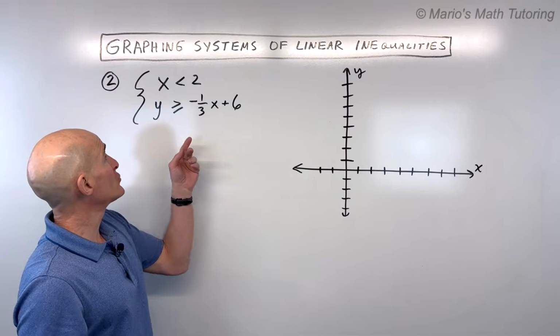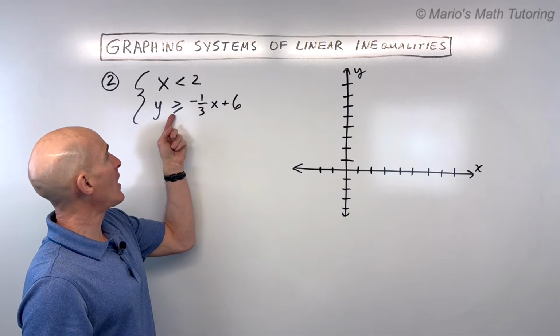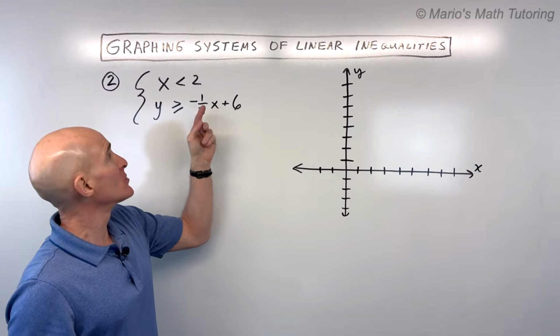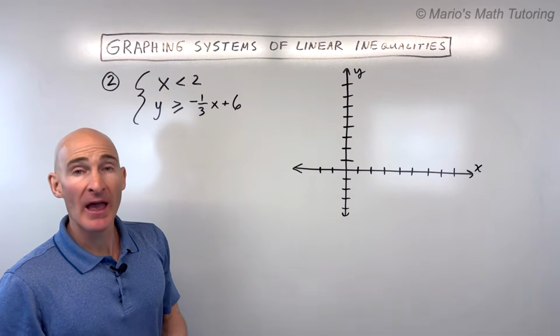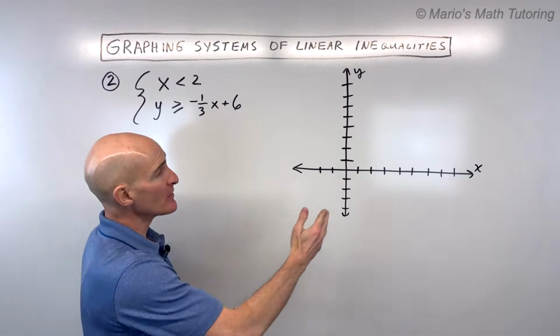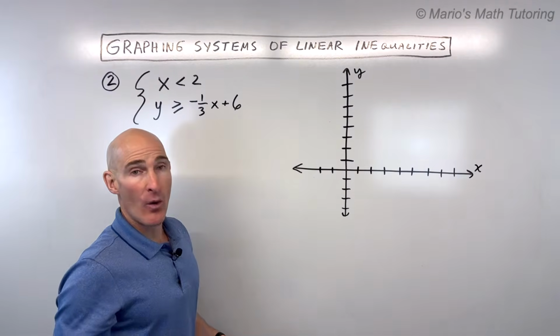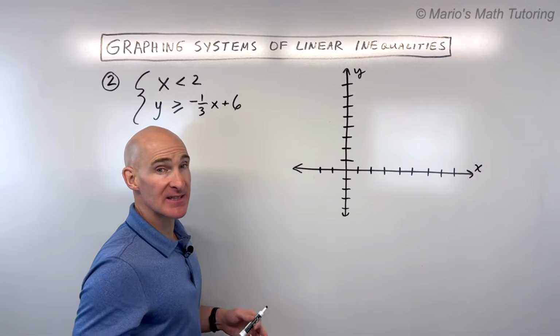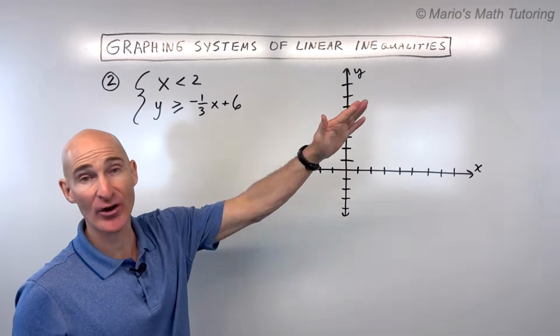Okay, for example number 2 now, we've got x is less than 2 and y is greater than or equal to -1/3 x plus 6. So let's start with x is less than 2. Now, x equals lines are going to be vertical lines. Y equals lines, if it's just the variable y, would be a horizontal line. If it has an x and a y, it'll be on a diagonal or on a slant.